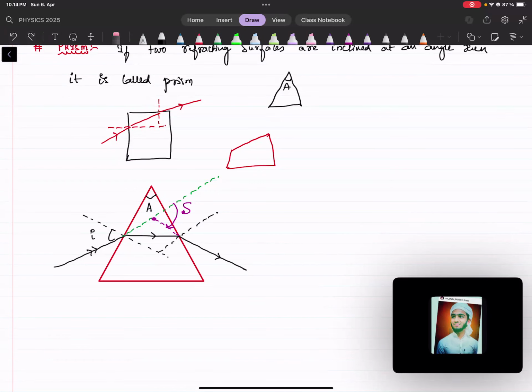Now see here, if I am writing with respect to the normal, this will be the angle of refraction. This is your angle of incidence. This is your angle of emergence. So this will be equal to your R1 and this one will be equal to your R2. Clear? That is made up of your refractive index mu.